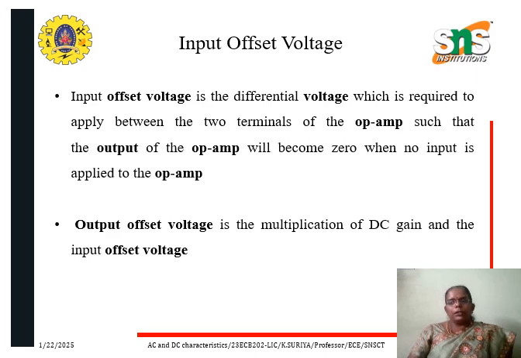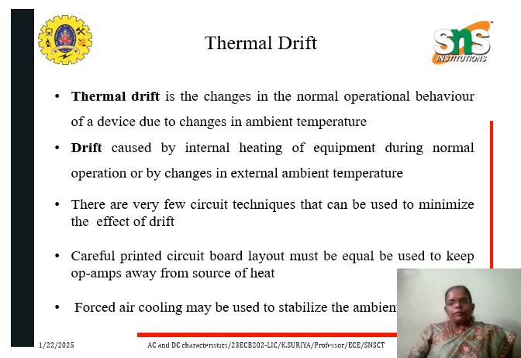Next one is the input offset voltage, which is the differential voltage that is required to apply between the two terminals of the op amp, such that the output of the op amp will become zero when no input is applied to the op amp. Output offset voltage is the multiplication of DC gain and the input offset voltage.